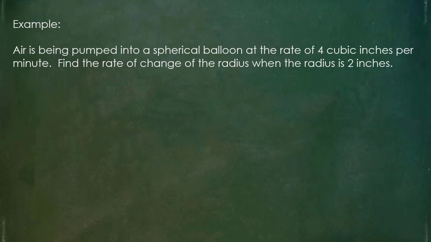It says that we have air being pumped into a spherical balloon, so key word here being sphere, at the rate of 4 cubic inches per minute. So cubic inches, that's like a volume, and a per time, that should really be something like the change in volume per change in time. So that 4 is able to be plugged in everywhere I get dV over dt. Then it says to find the rate of change of the radius, so that would be dr dt, or the change in radius per change in time. And it gives us a specific value for the radius of 2 inches.